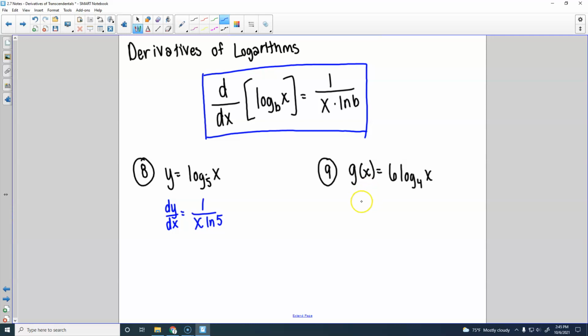Derivative of g of x, g prime of x. The 6 is a coefficient. It just kind of hangs out front. We're going to have 1 over x, natural log of 4. I can write this as 6 over x, natural log of 4. Now, I am going to show you one thing they like to do on the AP test that is annoying, but they're going to do it. They might not leave it like this.